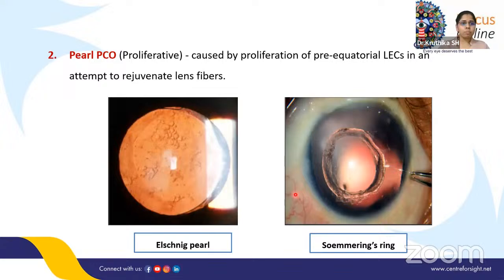The second type, which is pearl PCO, is called proliferative. The name itself says it, proliferative. It is caused by proliferation of pre-equatorial lens epithelial cells in an attempt to rejuvenate lens fibers. In this case, this type of pearl PCO presents as either L-shaped pearls, which are very clearly evident on retroillumination, or a shimmering rings pattern.